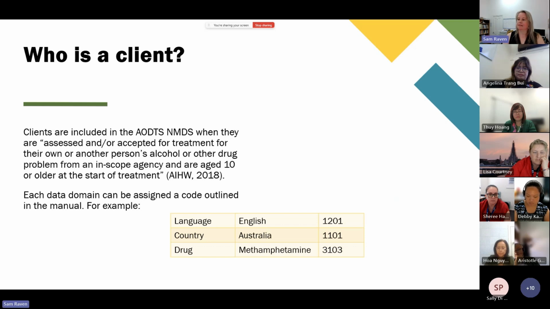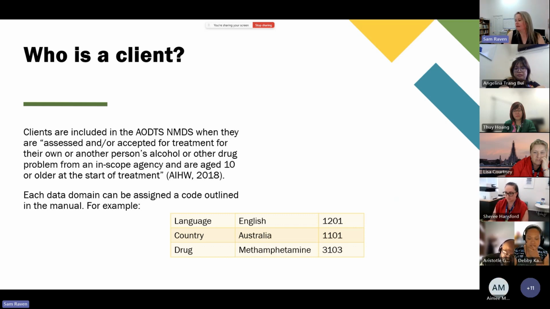And so the data domains are all assigned a code in the manual. So when you download that data collection manual, you'll see a number of codes for each of those domains, and we'll go into each of them and talk about how they're collected. But just as an example, this is information for an imaginary client whose main language is English, who was born in Australia, and the drug they're seeking help for is methamphetamine. So each of those domains has a code. So the code for English is 1201, the code for Australia is 1101, and the code for methamphetamine is 3103.